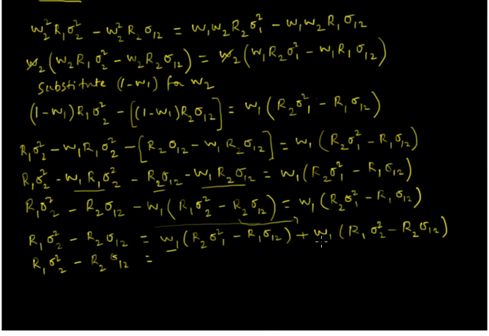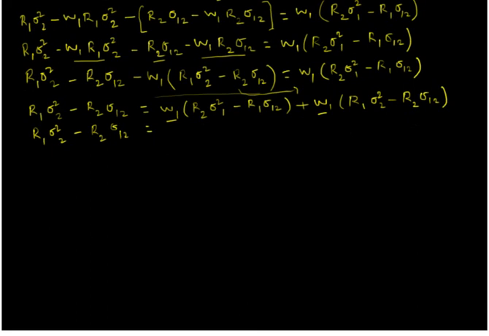So there's a W1 here and there's a W1 here. So W1 can be taken out as the common factor, and we can write the rest of the stuff inside, which is R2 times variance of 1 minus R1 times covariance between 1 and 2 plus R1 times variance of 2 minus R2 times covariance between 1 and 2. And now we are looking at the definition of W1 already.